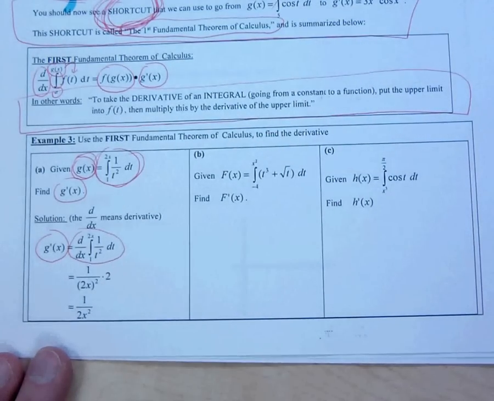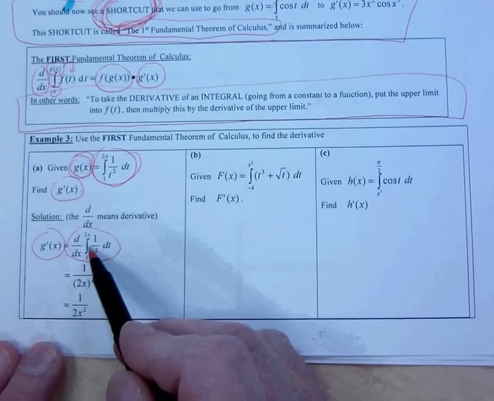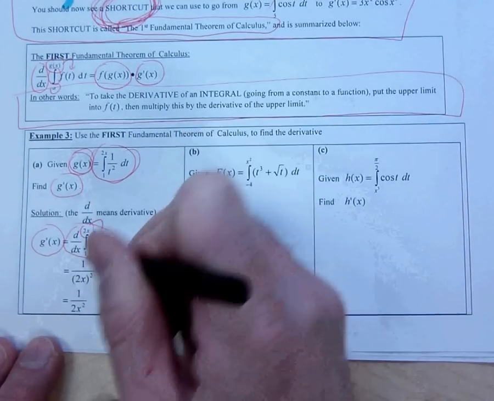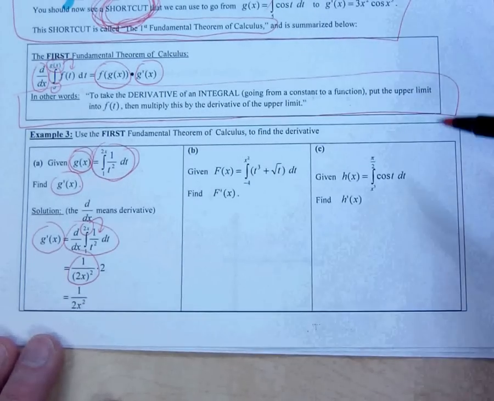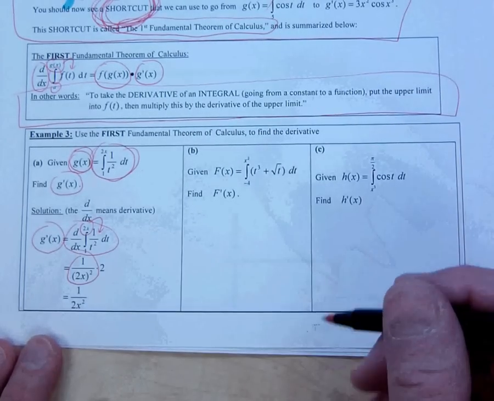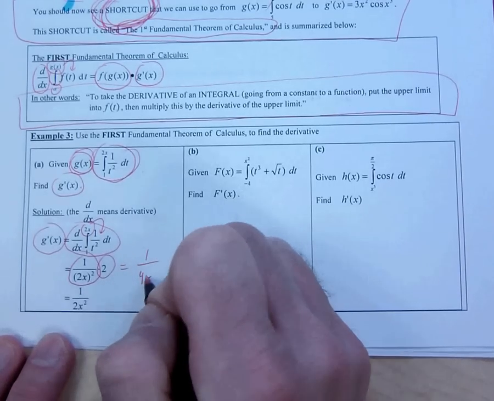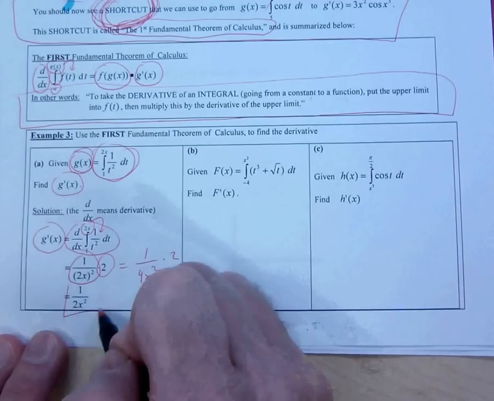And so what's the shortcut? To take the derivative of this integral that happens to go from a constant to a function, the shortcut is to put this into here, which I did right there, and then also multiply all that by the derivative of the upper limit. What's the derivative of the upper limit, guys? 2. And by the way, that equals this, doesn't it? And then when you simplify that, you get this, right? Good?